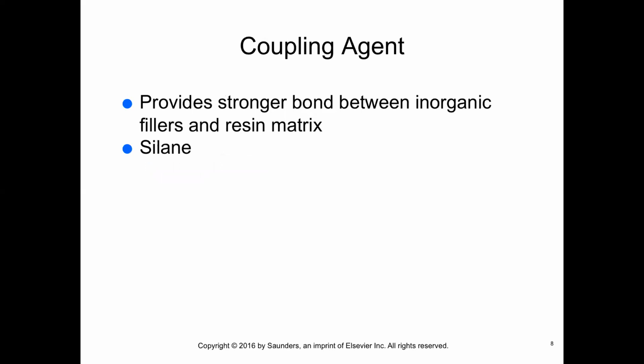The coupling agent is called silane, which reacts with the surface of the inorganic filler and with the organic matrix to allow the two to adhere to each other. Good adhesion of the two is necessary to minimize loss of filler particles and to reduce wear. The silane is applied to the filler surface before the filler is added to the resin monomer.